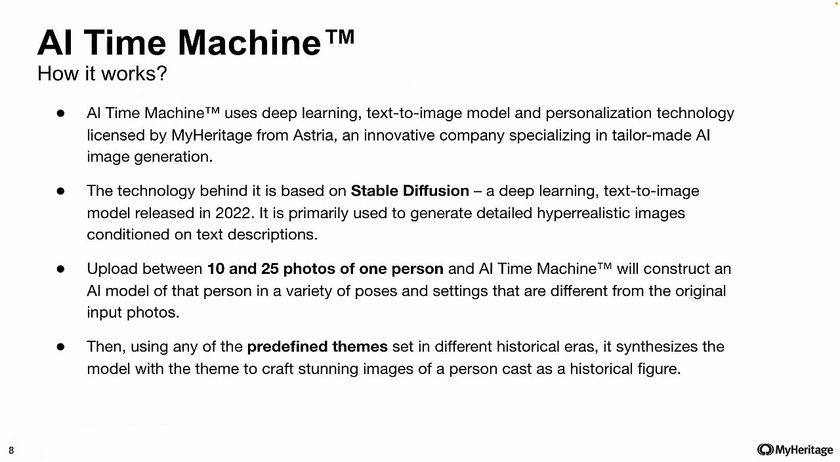To get it working, you need to upload between 10 and 25 photos of one person posing in different ways. An AI time machine will construct an AI model of that person from these input photos. Then, using any of the predefined themes that MyHeritage's creative team created, we can set you in different historical eras. It synthesizes the model with the theme to craft stunning images of a person cast as a historical figure.